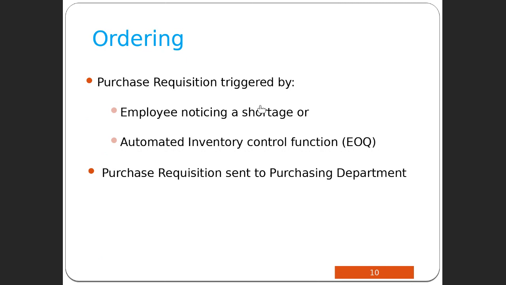The purchase requisition is triggered by, number one, an employee noticing a shortage. So the employee might see the inventory is low, and they can start a purchase requisition, or it could be automated. So the system could automatically keep track of how many bottles of milk there are, how many boxes of shoes there are, etc. So from that automated system, the inventory can be automatically reordered. And then the purchase requisition is sent to the purchasing department, like I said.